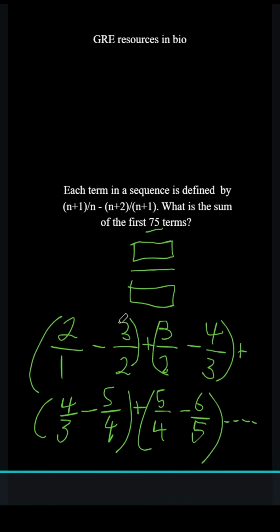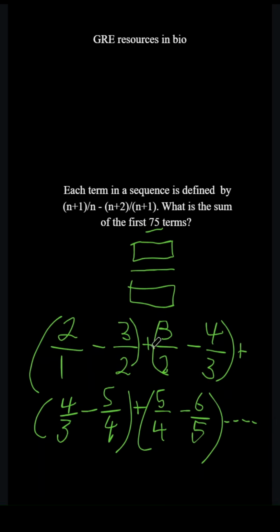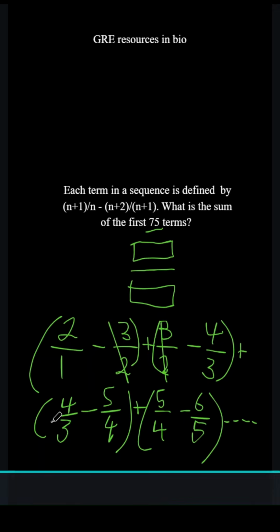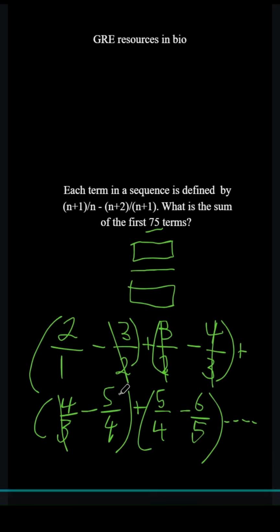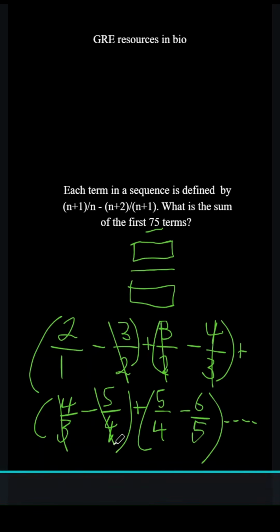Notice here, negative 3 over 2, and there's a plus 3 over 2. These clearly cancel out. If we keep going, we have a negative 4 over 3, and then a plus 4 over 3. These also cancel out. And then we can keep going, and we'll find another negative 5 over 4, positive 5 over 4. And it would actually go on forever.